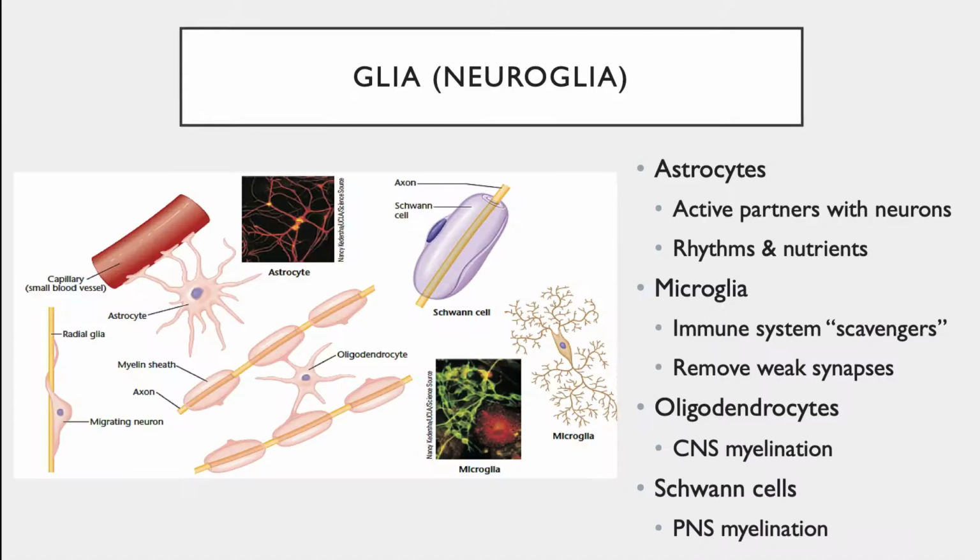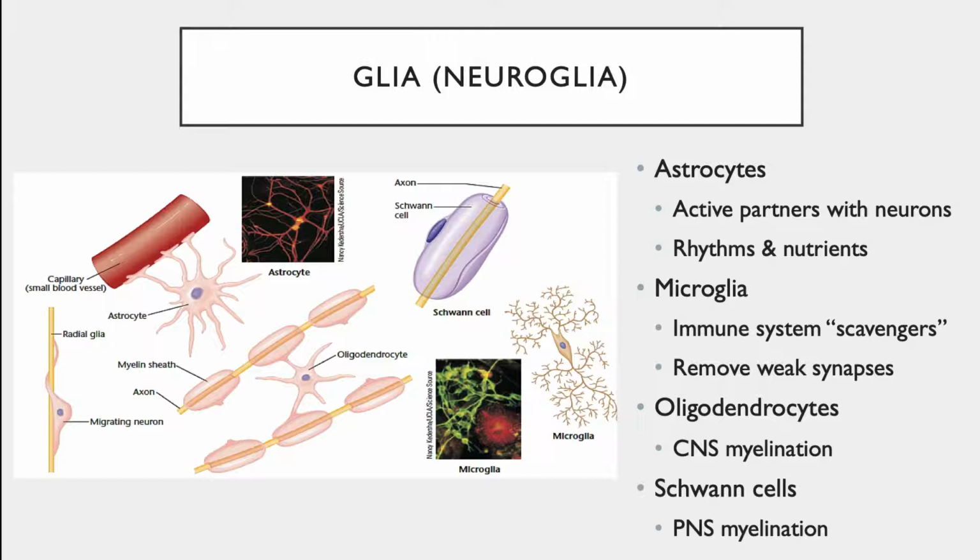The next type of cell that we'll talk about are known as glial cells. Glial cells are also referred to as glia and as neuroglia. There are many different types of glial cells, and we'll just touch on a few of them.